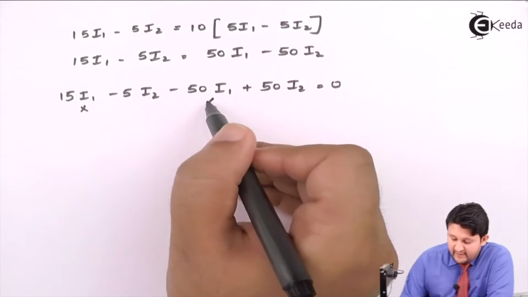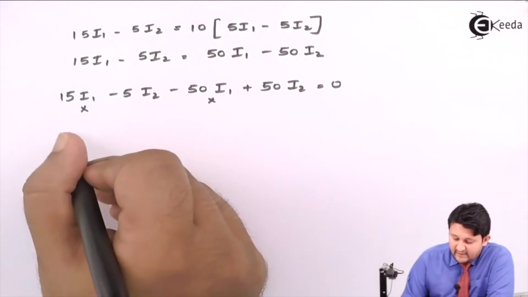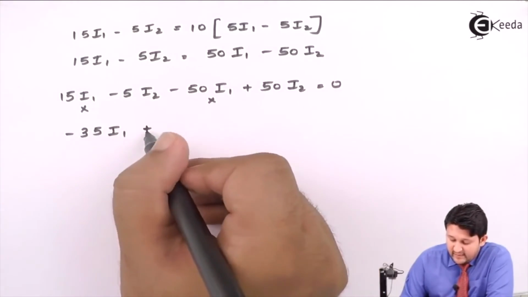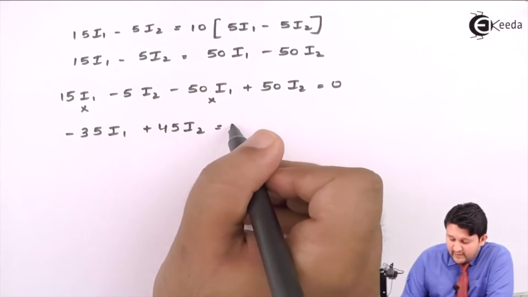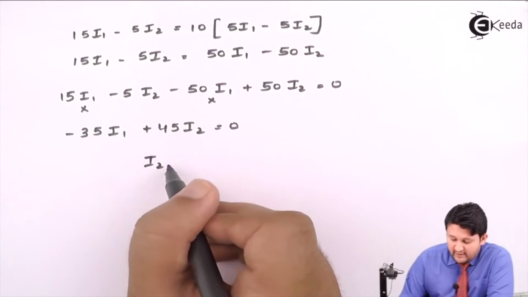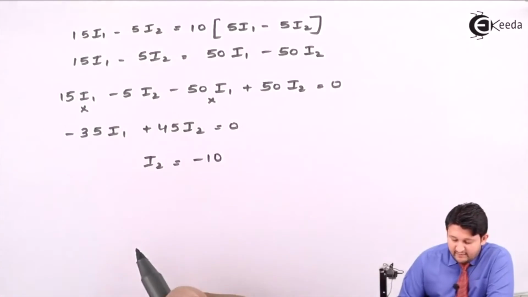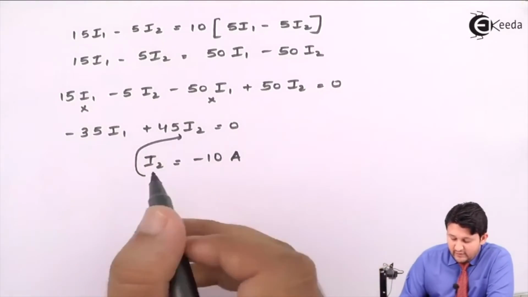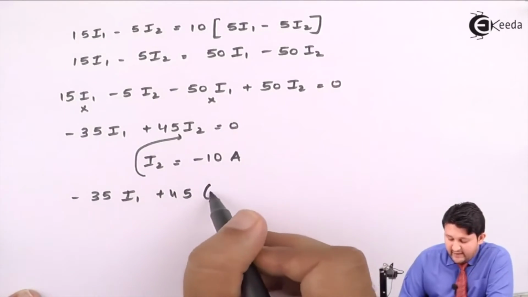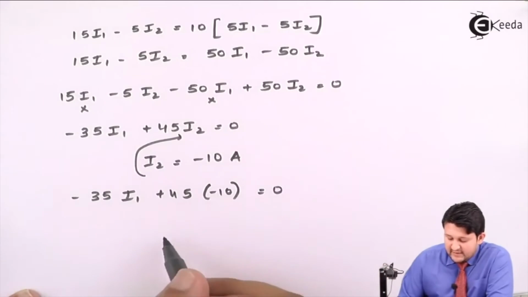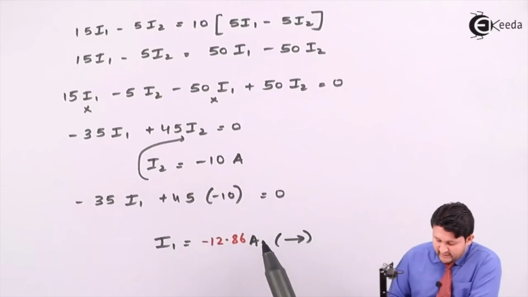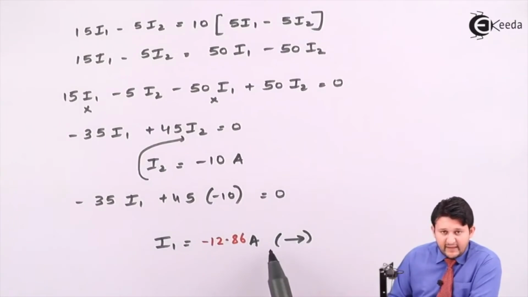So 15 minus 50 is minus 35I1, and minus 5 plus 50 is plus 45I2, equal to 0. That will be our equation. But in this case, you already got the value for I2, which is minus 10 amperes. So substituting it, you'll get minus 35I1 plus 45 into minus 10 equal to 0. Simplify it, and by using a calculator you get the value of I1.